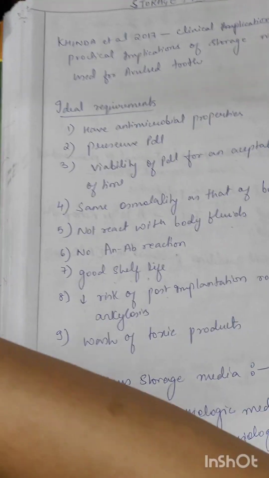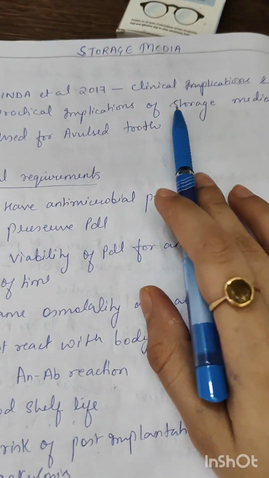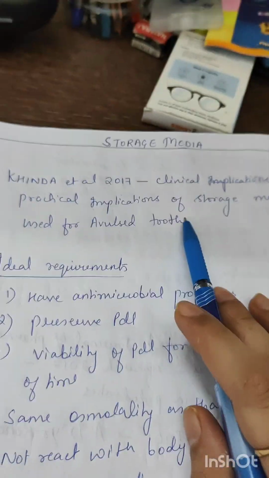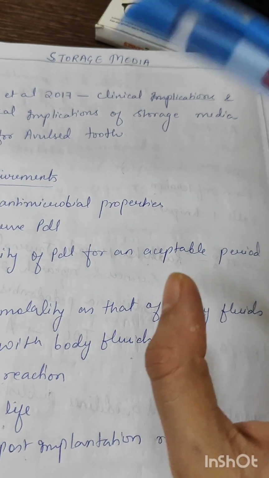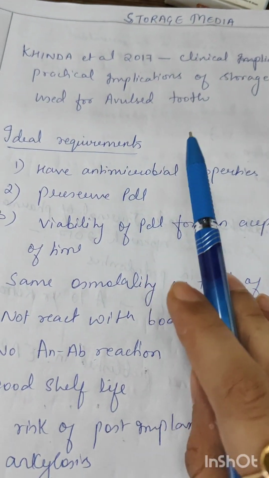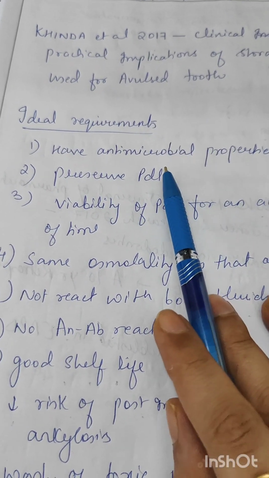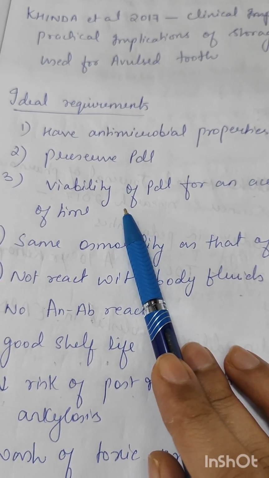According to Kinda et al. 2017, from the article Clinical and Practical Implications of Storage Media Used for Avulsed Tooth. Ideal requirements: it should be antimicrobial, preserve the PDL, and preserve the viability of the PDL cell.